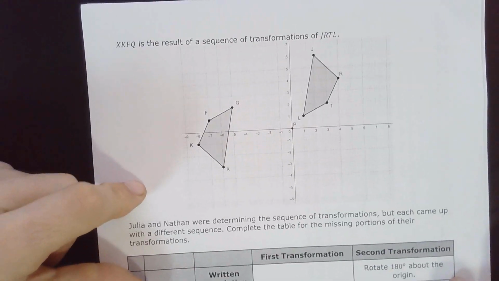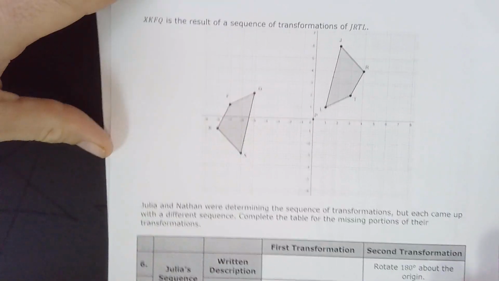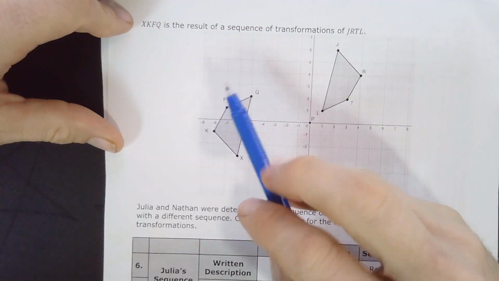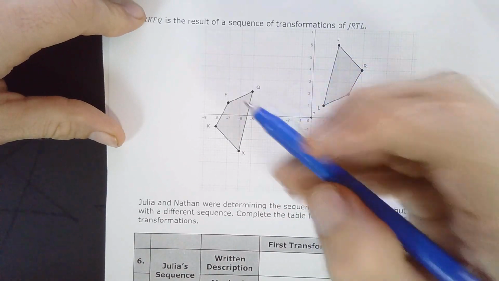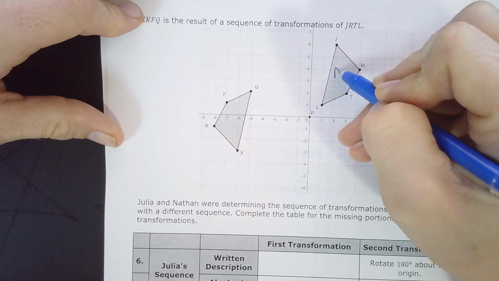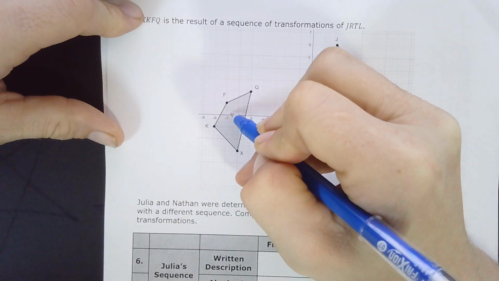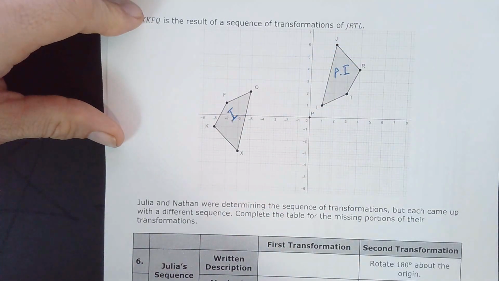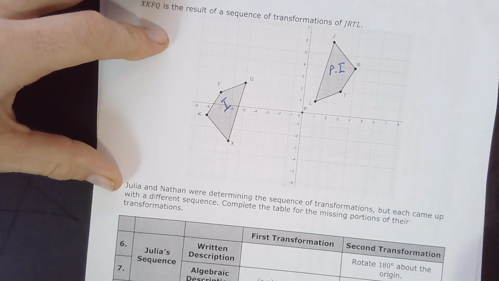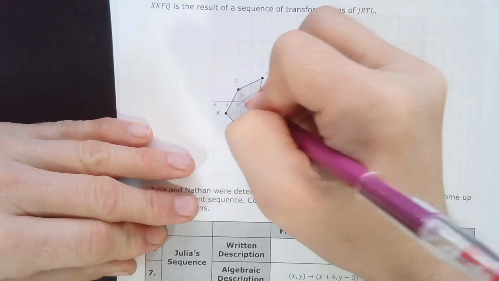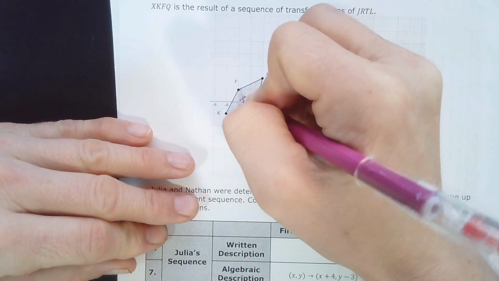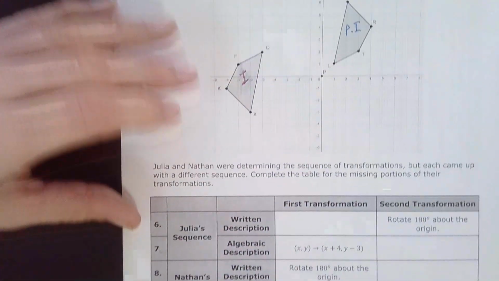All right, so for number 2 here, well, I guess the second page. We have that X through Q is a result of a transformation. So this was your pre-image. This is your image of a sequence of transformations. I'm going to make this burgundy. That's your image. Okay. All right.